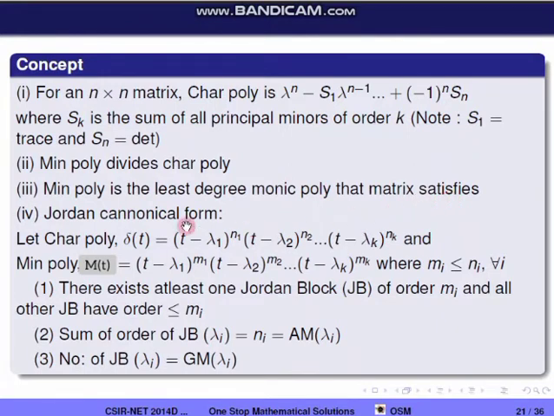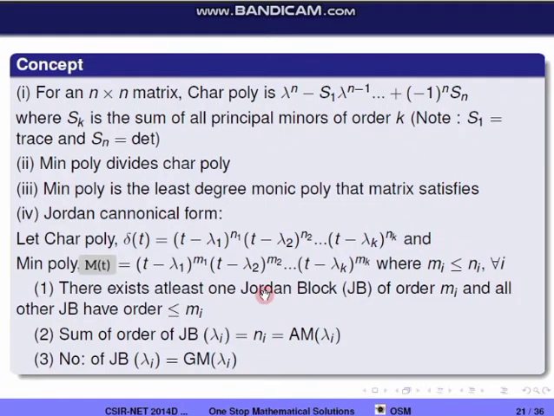So now we'll look at what the Jordan canonical form is. If the characteristic polynomial is delta of t equal to t minus lambda 1 whole power n1, t minus lambda 2 whole power n2, etc., up to t minus lambda k whole power nk, and the minimal polynomial is m of t equal to t minus lambda 1 whole power m1, t minus lambda 2 whole power m2, up to t minus lambda k whole power mk, where mi is less than or equal to ni for each i.